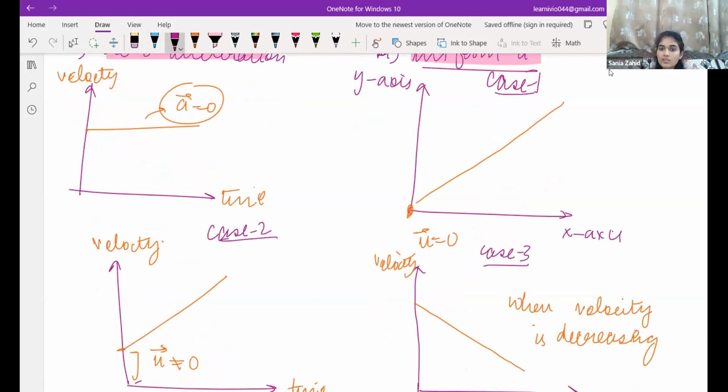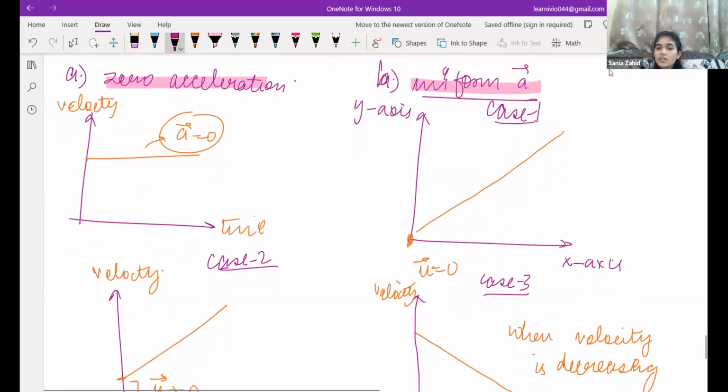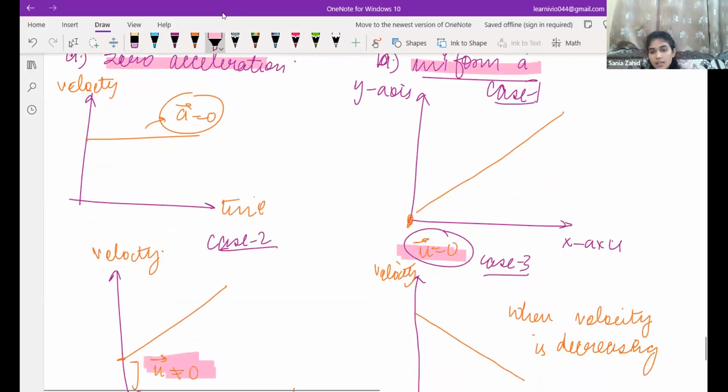Okay, ma'am. So number 1 point is zero acceleration, you draw the graph. Then number 2 point is uniform acceleration. And for uniform acceleration, you write case 1, case 2, case 3. Case 1 is initial velocity is 0. Case 2 is uniform acceleration where initial velocity is not 0. And case 3 is when velocity is 0.